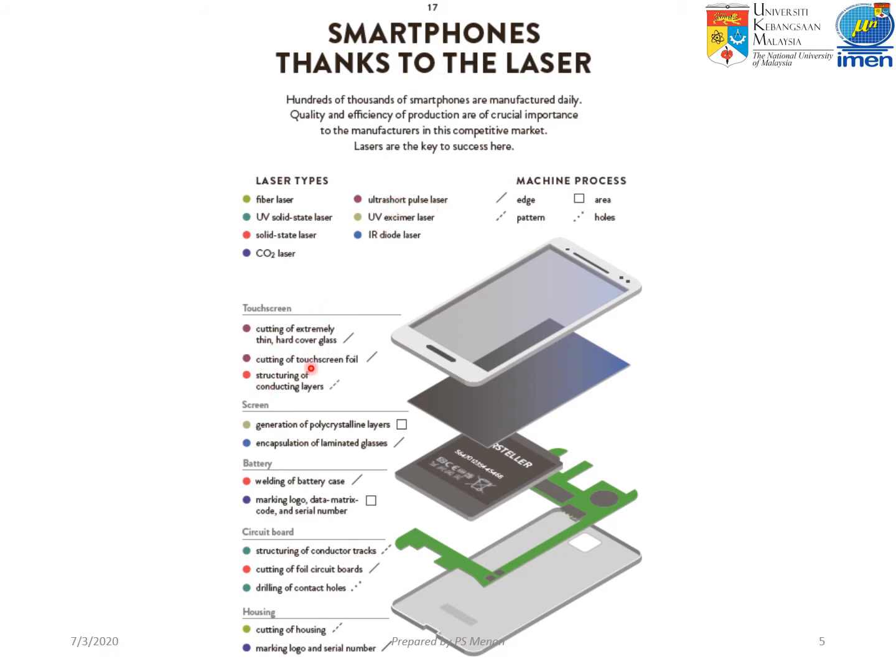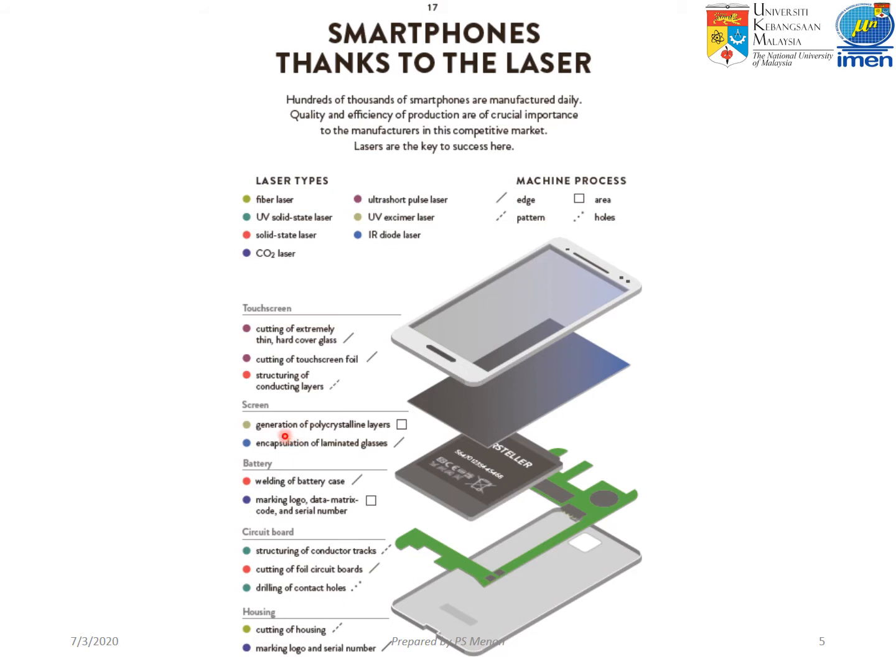The cutting of the touch screen foil is also done with an ultra short pulse laser. Structuring of the conductive layers: beneath this touch screen there is a conductive layer, and it is structured by a solid state laser. You have your screen, the next layer.